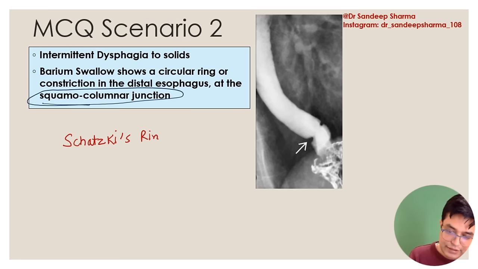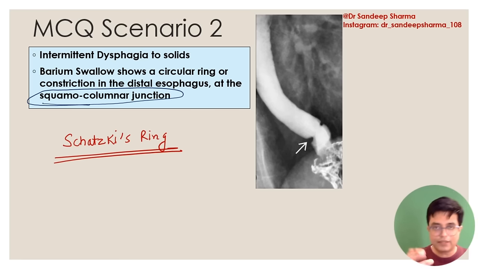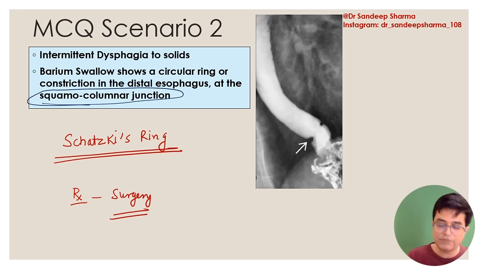Schatzky's ring is, again, a ring-like constriction. It is a congenital malformation. Again, there is no muscularis layer involvement here. Only the mucosa and submucosa are usually involved. And treatment of Schatzky's ring is also surgery. Has a question been asked on this? Yes, a visual question on this has been asked in the past, right?